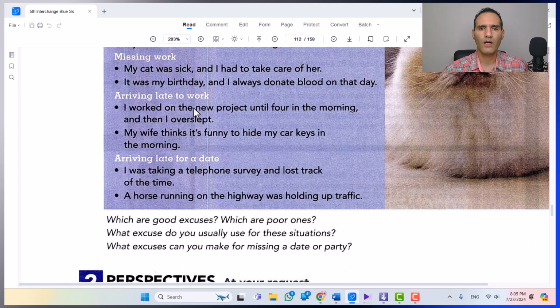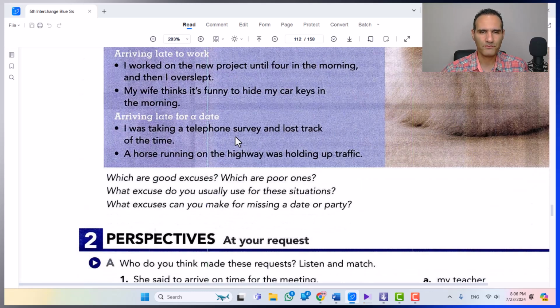Arriving late to work. I worked on the new project until 4 in the morning and then I overslept. I slept more than the usual time, so maybe a good excuse. My wife thinks it's funny to hide my car keys in the morning. So the wife wants to play and in the morning she hides the car key. Okay, so maybe.